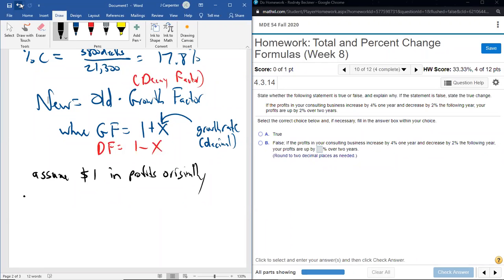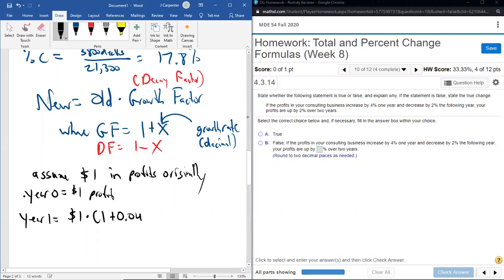So if we say year 0, we have the $1 in profit. Then year 1 would be the old, which was the $1, times the growth factor. Now a growth factor is 1 plus the x, but not as a percent, as a decimal. That's this 4%, but we need to convert 4% to a decimal, which is 0.04.